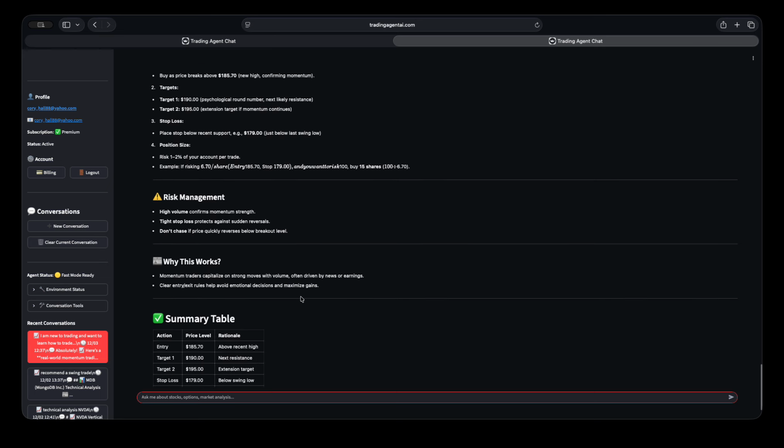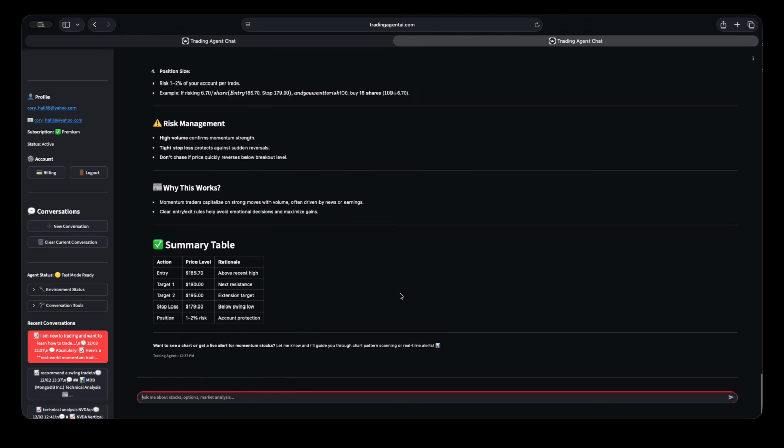And then it kind of gives you a brief analysis of why this works. Momentum traders capitalize on strong moves with volume, often driven by news or earnings or other economic events, and it provides clear entry and exit rules to help avoid emotional decisions and maximize gains. And then it provides a brief summary table.